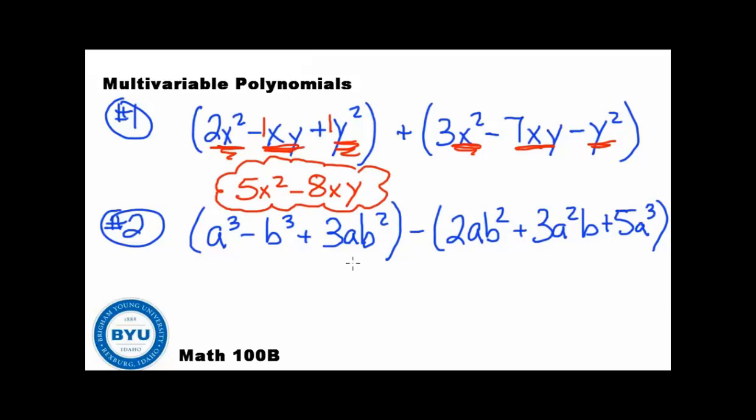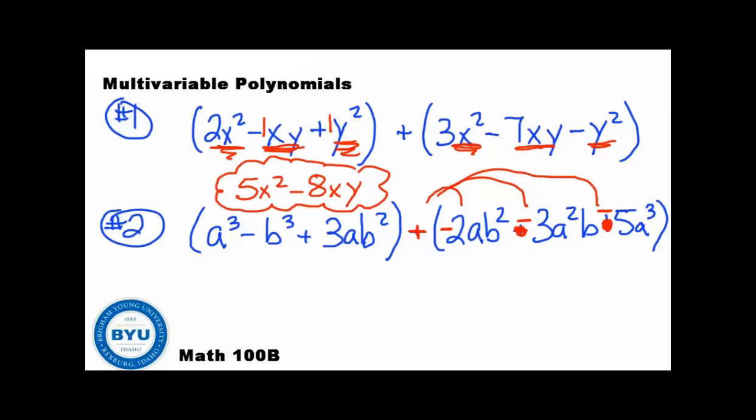On this next one, it may help. Remember, when we subtract polynomials, we said that it's really good to distribute the negative. So I think I'm going to go ahead and do that. I'm going to switch this minus to a plus and distribute that negative into each of the terms. So this becomes minus 2ab. This becomes minus 3a squared b. And this becomes minus 5a cubed. It's really nice to make subtraction problems addition problems, simply by distributing the negative.